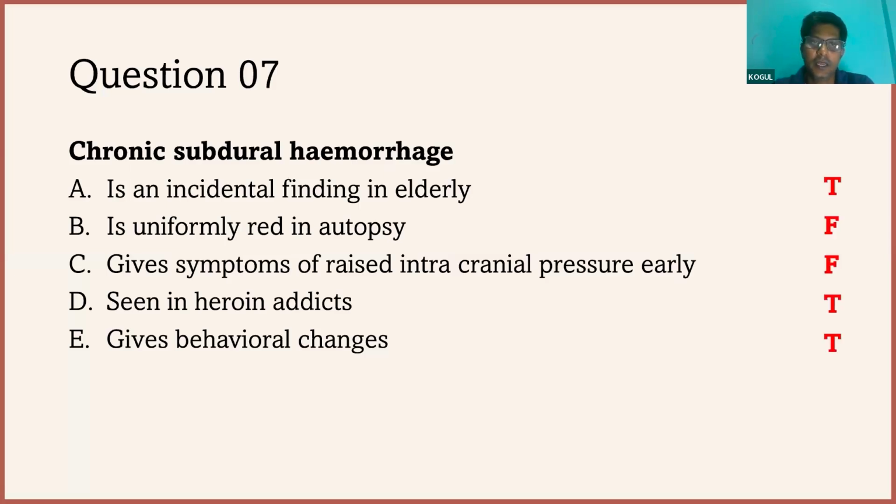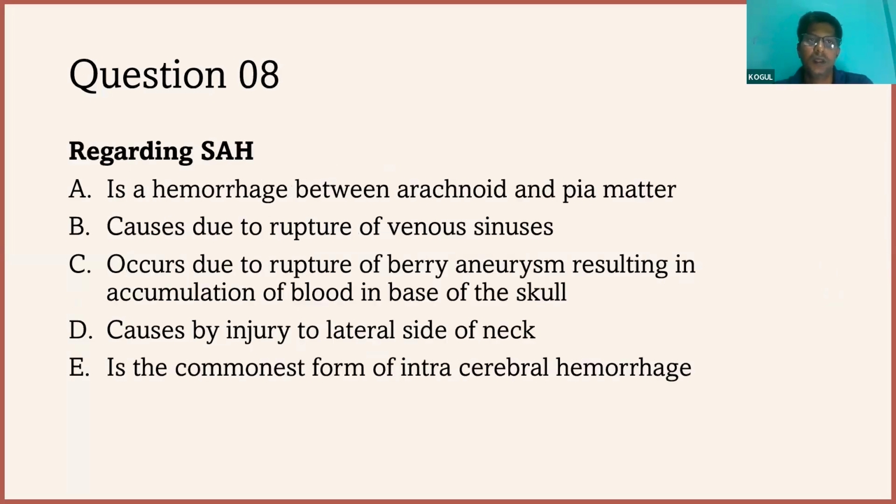Then the SDH in heroin addicts: I told that any drug addicts and heroin users get frequent falls, are vulnerable to head injuries, and get brain atrophy. There is more space in the subdural area, so they are vulnerable. And it gives behavioral changes, because of the SDH the brain is irritated and it can cause behavioral change. That's true. Regarding SAH, it's a hemorrhage between arachnoid and pia mater.